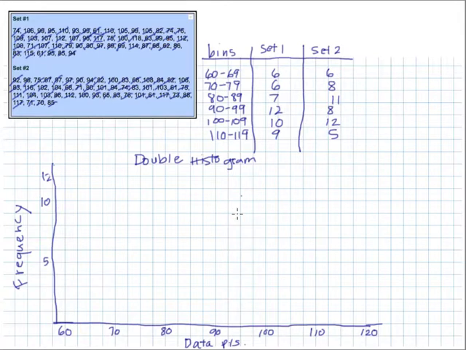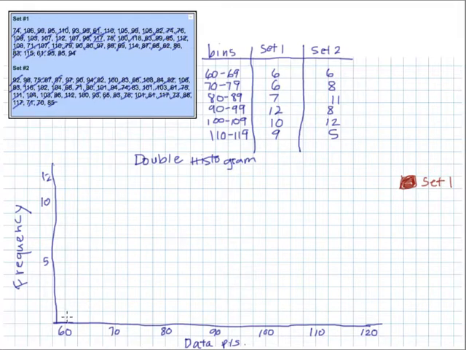And then the last thing I'm going to do is, because I have 2 sets of data, I'm going to go ahead and color code these. So I'm going to pick a different color. We'll do the first set of data in red, and off to the side here I'm going to create a key. And so I'm going to make a little square here, and we'll say that this is for set 1. And then I'm going to start filling in my bars for set 1.